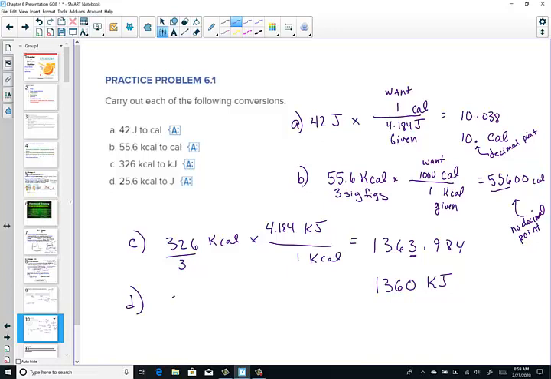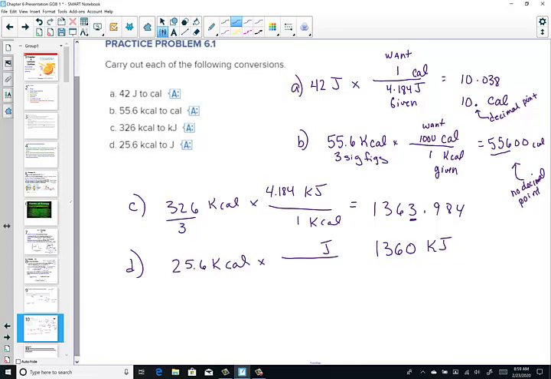Letter D, 25.6 kcals times, let's see, we want joules. So this is a good one. We actually need 2 conversions, don't we? Because our conversion says a kcal to a kj, I can get there. And so I have to give myself a little more room. So let me just rewrite that answer.